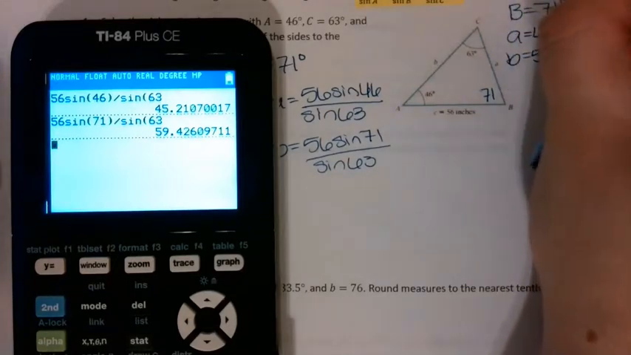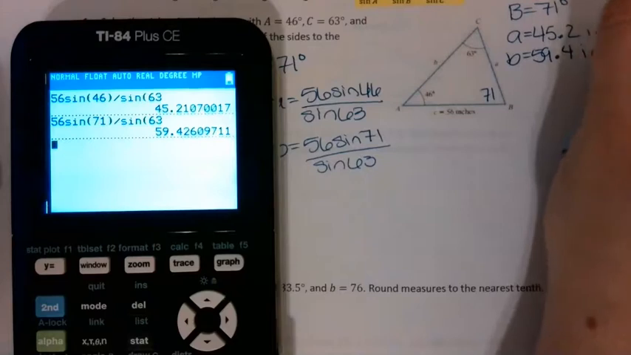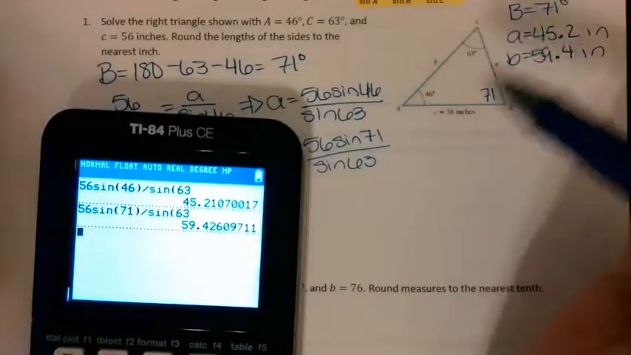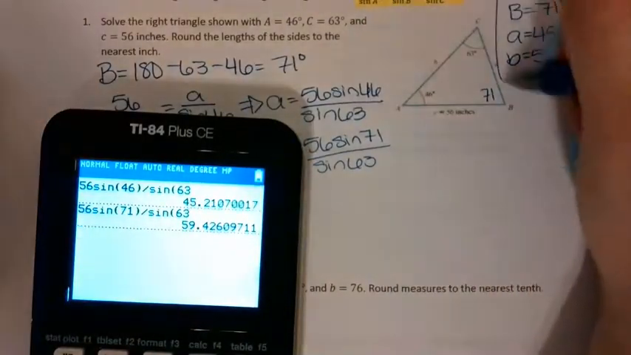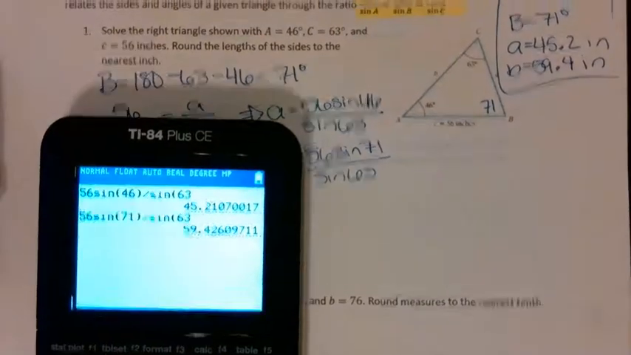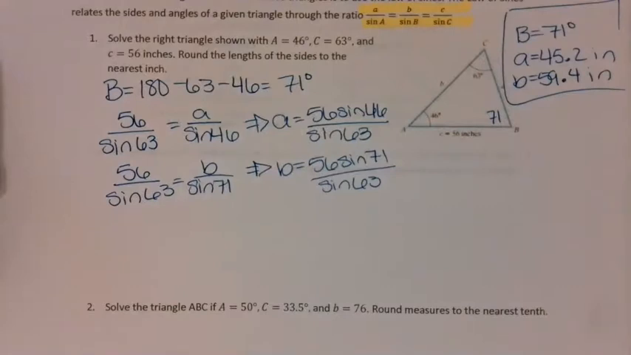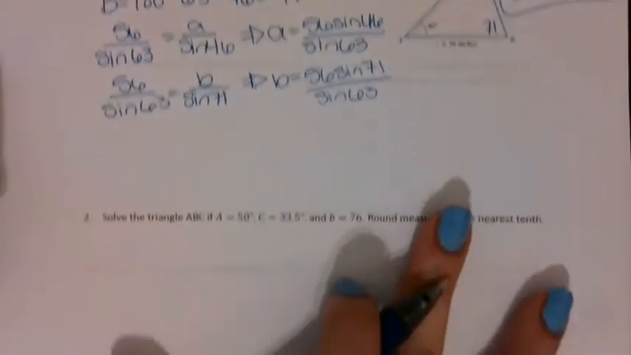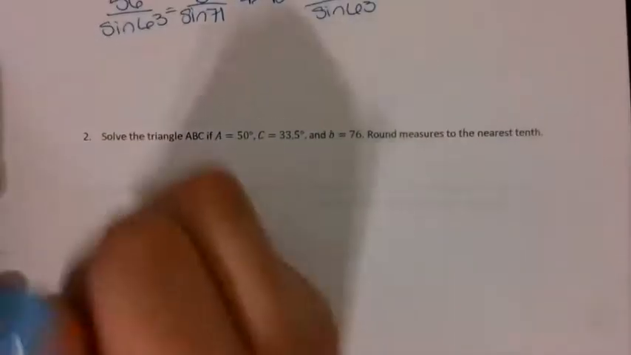And I forgot to say it, the problem told me where I was rounding. This one told me to round sides to the nearest inch. Okay, so those are my answers for one. That's an example of where I have two angles and a side that is not in between them. Number two is going to be two angles and a side in between them.